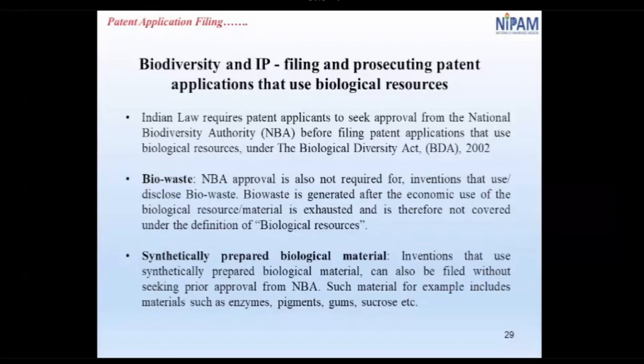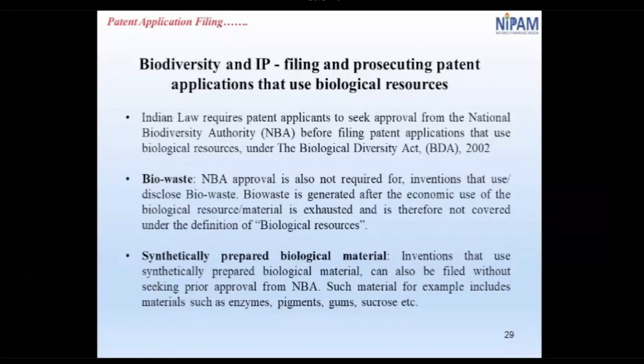If you read the slides, Indian law requires patent applicants to seek approval from the National Biodiversity Authority before filing patent applications that use biological resources under the Biological Diversity Act 2002. NBA approval is not required for inventions that use disclosed biowaste. Biowaste is generated after the economic use of the biological resource material has occurred.